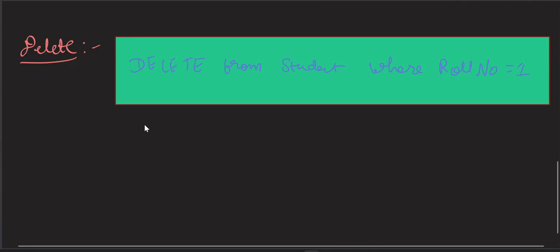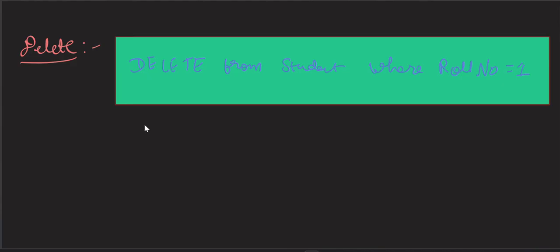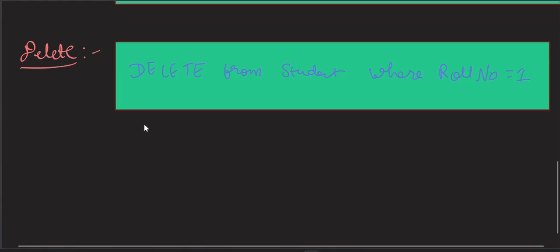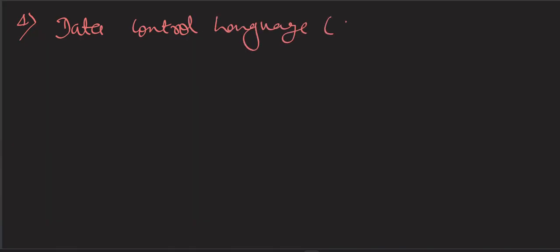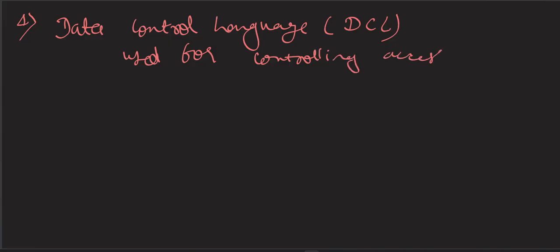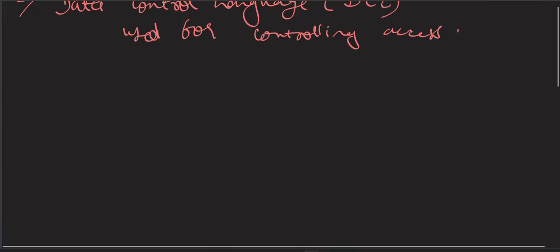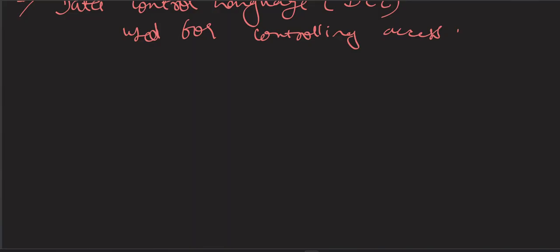So the next one is DCL, which is called data control language. The fourth one is data control language, DCL. It is used for controlling access. Okay. So let's see the commands which we are using.